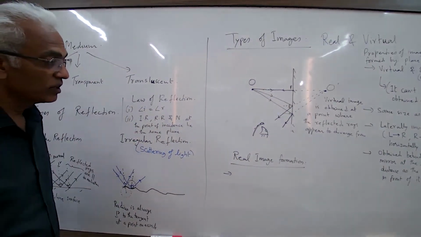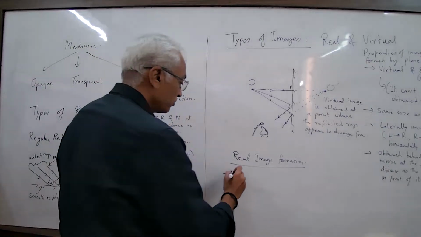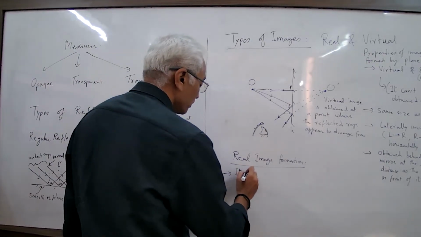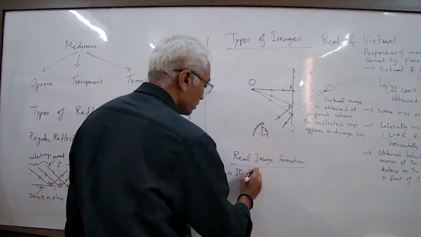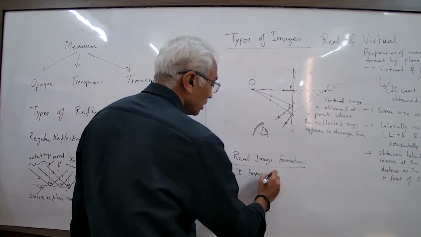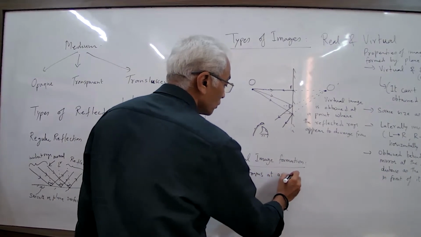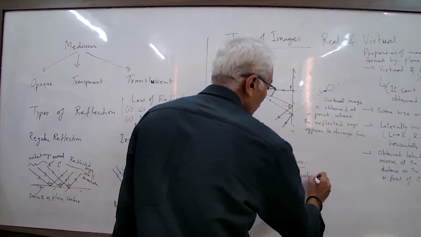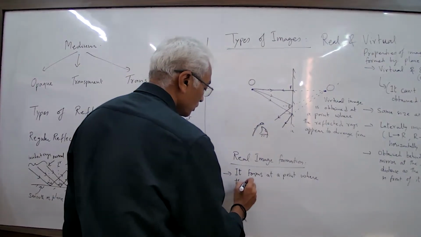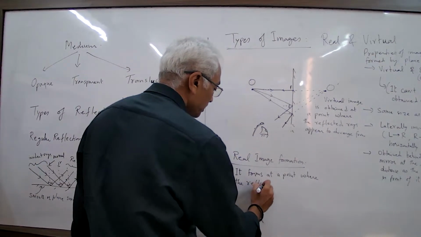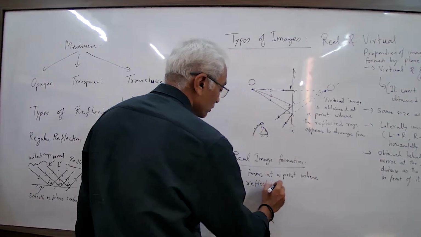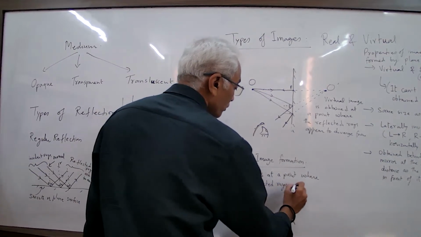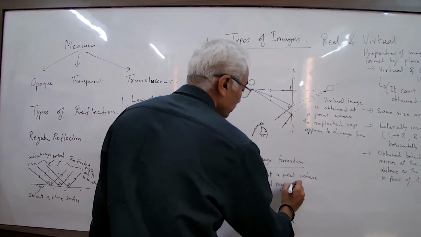Now where will the real image form? So it forms at a point where the reflected rays intersect.